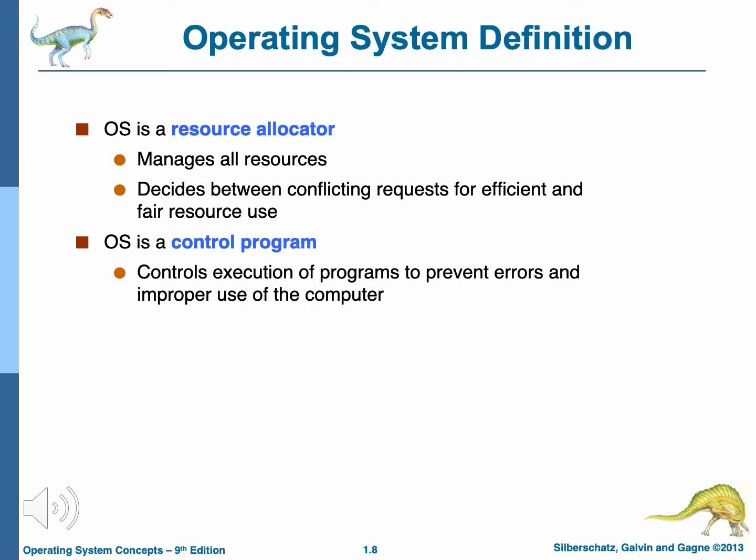A slightly different view of an operating system emphasizes the need to control the various I/O devices and user programs. An operating system is a control program. A control program manages the execution of user programs to prevent errors and improper use of the computer. It is especially concerned with the operation and control of I/O devices.